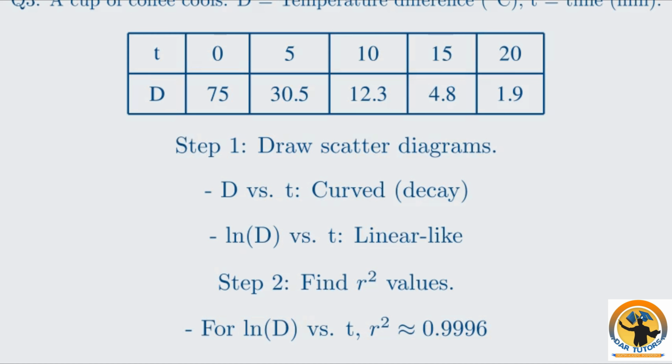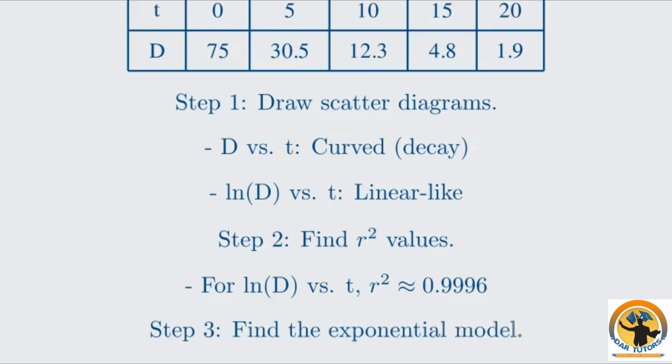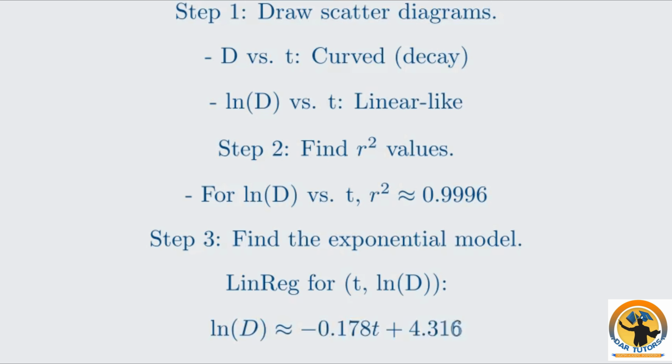Let's find the regression equation. We perform linear regression on the points t, ln D. The calculator gives the equation ln D equals approximately negative 0.178 t plus 4.316.